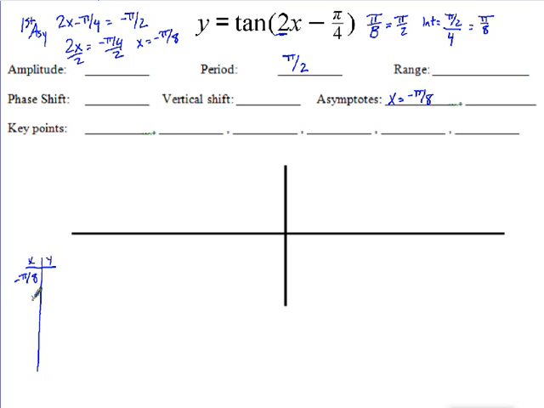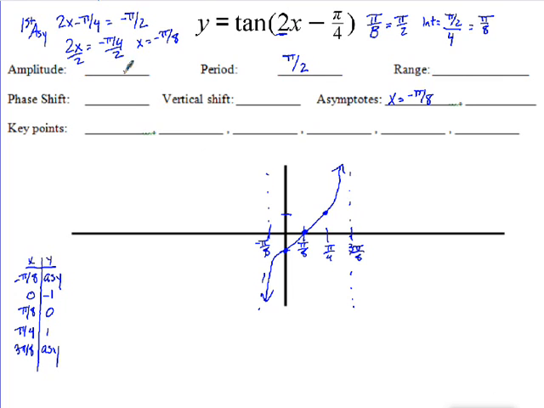Negative pi over 8 plus pi over 8 would be 0. Plus pi over 8 is pi over 8. Plus pi over 8 again is pi over 4. Plus pi over 8 again is 3 pi over 8. And that's 1, 2, 3, 4, 5 key points. Then we're going to use the parent function y values. So the first one is an asymptote. The second one is negative 1, and there is no a or d to change that. So it's going to be negative 1, 0, 1, and then an asymptote just like in the parent function. Okay, so let's go ahead and graph that.